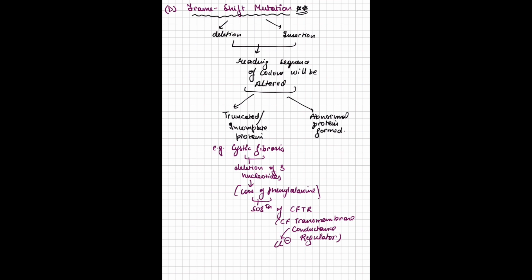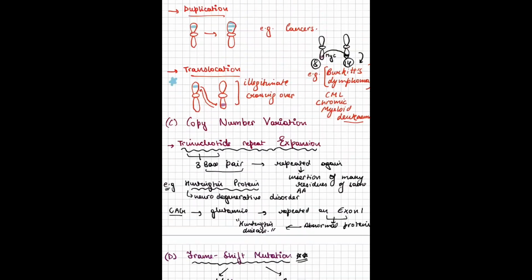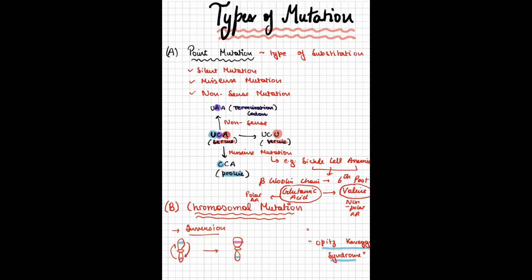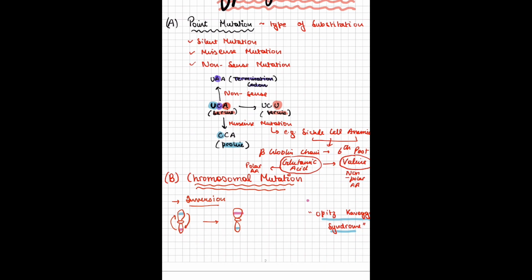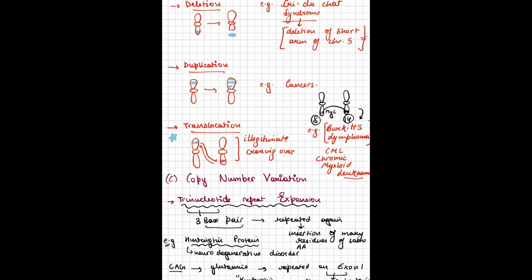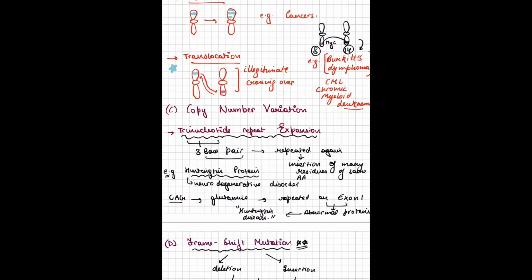So here we complete our mutations. Concluding, mutations can be of many types, but we have 4 broad categories: point mutation, chromosomal mutation, copy number variation, and frame shift mutation.